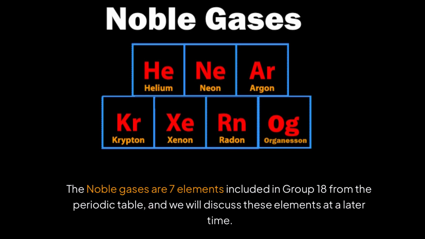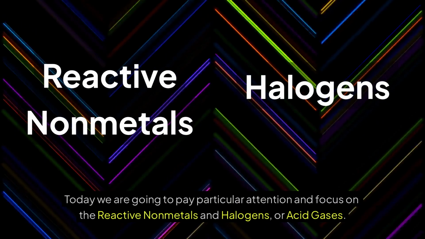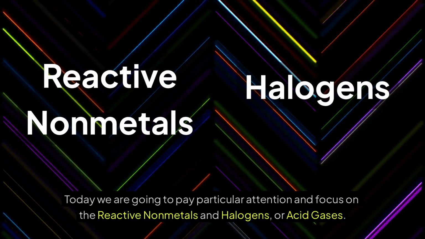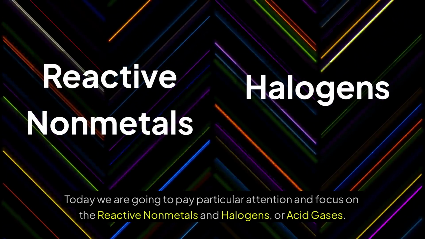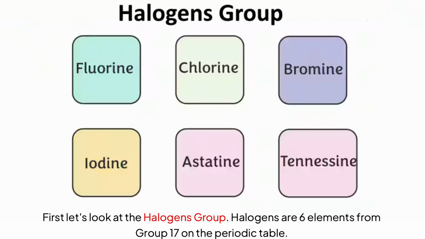The noble gases are 7 elements included in Group 18 from the periodic table, and we will discuss these elements at a later time. Today we are going to pay particular attention and focus on the reactive nonmetals and halogens, or acid gases. First, let's look at the halogens group. Halogens are 6 elements from Group 17 on the periodic table.